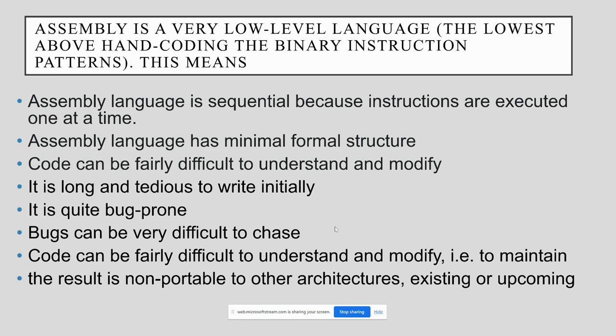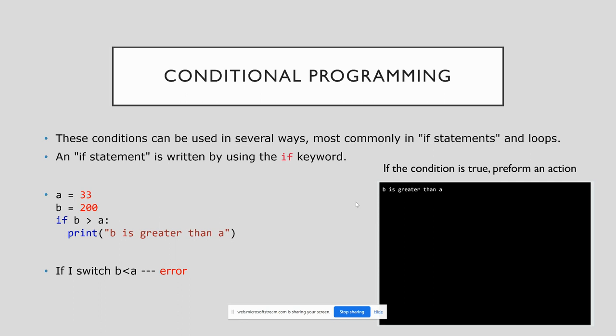Here I'm talking about bugs in terms of errors within the actual structure or the syntax or coding section. Code can be fairly difficult to understand and modify as well as maintain. So the result is non-portable to other architectures existing or upcoming. Now let's look at this conditional programming in Python.